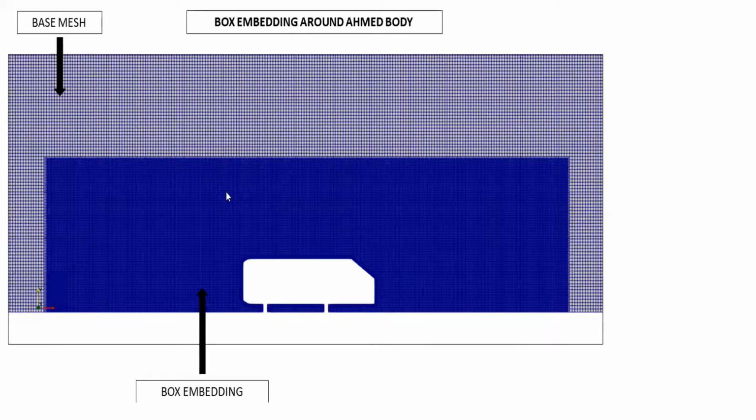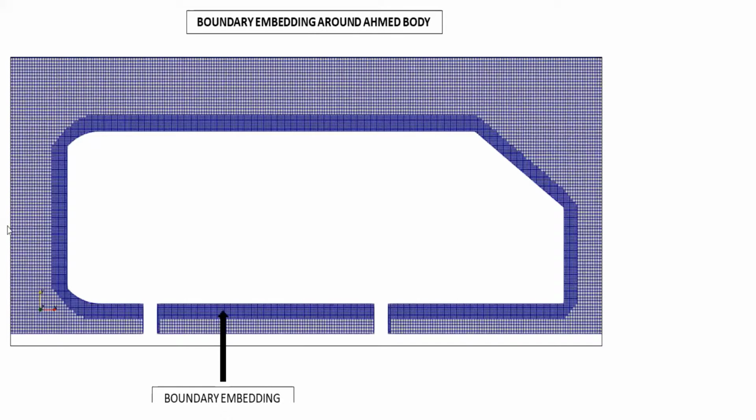But near the body, I need much more refinement, because that is where my boundary layer is forming. If I'm refining only this much region with the box embedding, my boundary layer can end up ending here only. Here again it might be u infinity, but who knows? So I want to refine near my Ahmed body also, right? So this is what I did inside the box near the Ahmed body. I refined this, and this is called boundary embedding, fixed embedding.